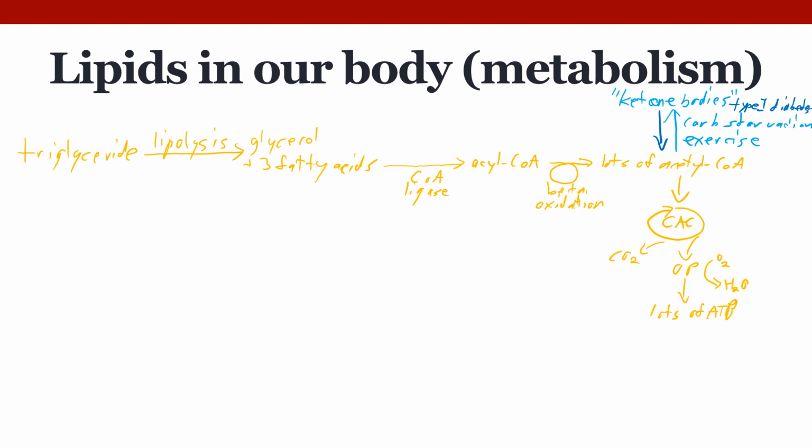Prolonged ketosis can have bad side effects for your body. It can be hard on your kidneys, hard on your central nervous system. Some people experience headaches from ketosis, etc.